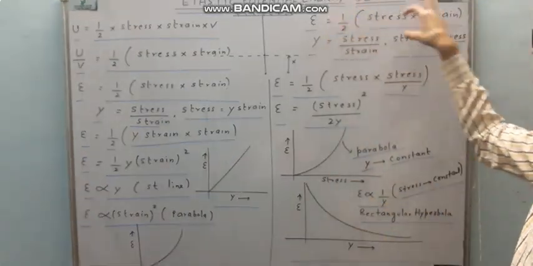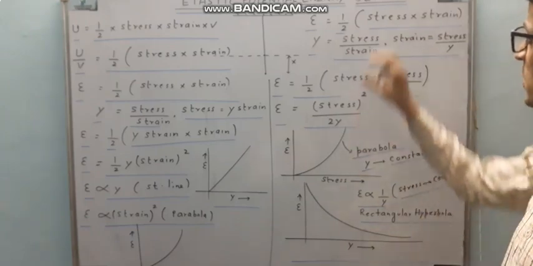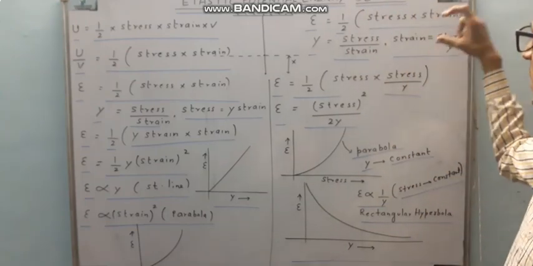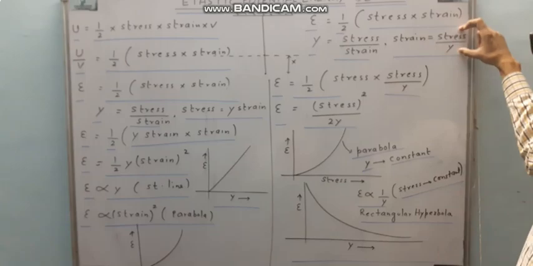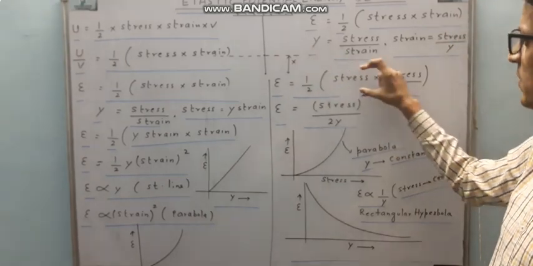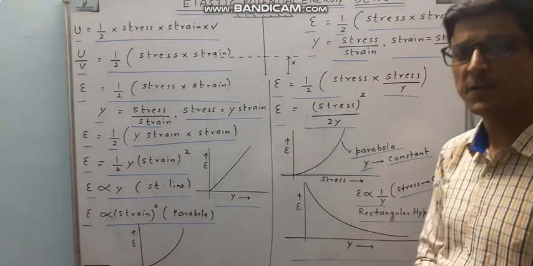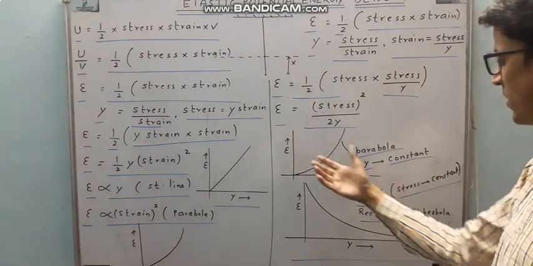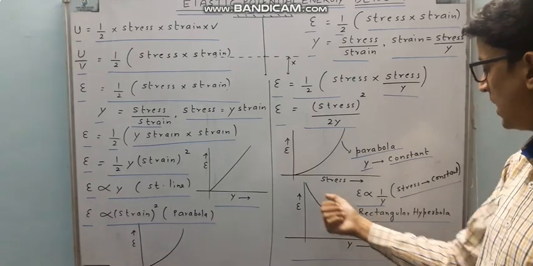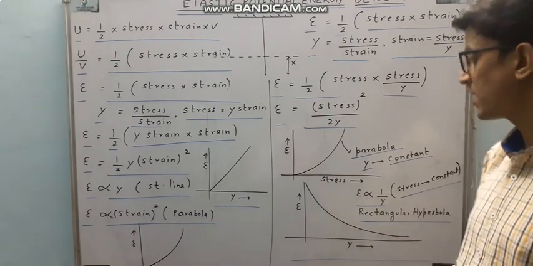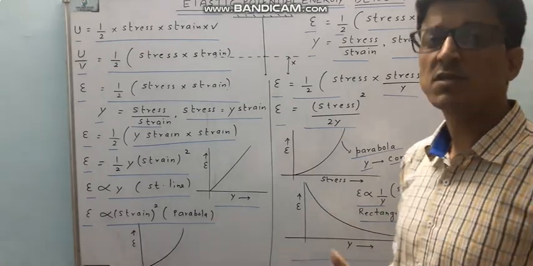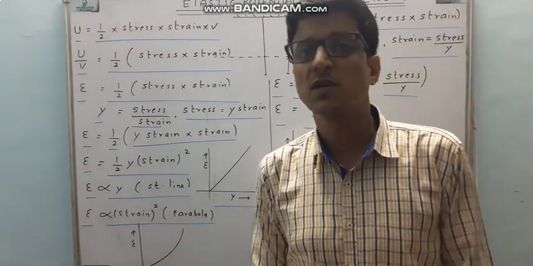Now it can be expressed in another terms. So E is equal to half into stress into strain. So strain can be written as stress upon Y. So E is equal to half into stress by Y, that is E is equal to stress square by 2Y. So if we draw the curve between E and stress, it will be a parabola, and between E and Y it will be a rectangular hyperbola. So these were some of the terminologies that how things can be related.